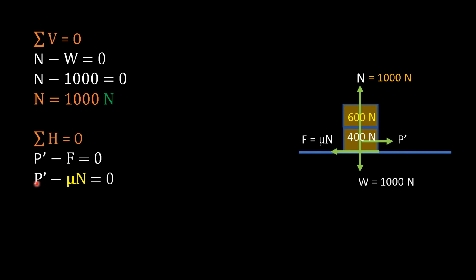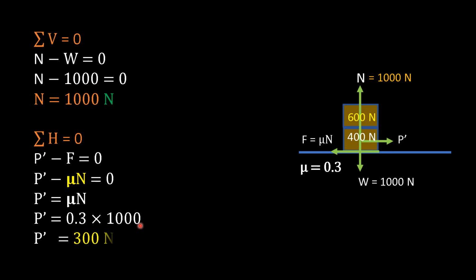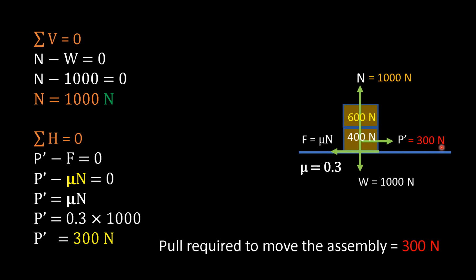This gives us P dash minus mu N equals 0 because F is mu N, where mu is 0.3. Mu is coefficient of friction. So P dash equals mu N, that is 0.3 multiplied by 1000. It gives us P dash equals 300 Newton. So the pull required to move the assembly will be 300 Newton.